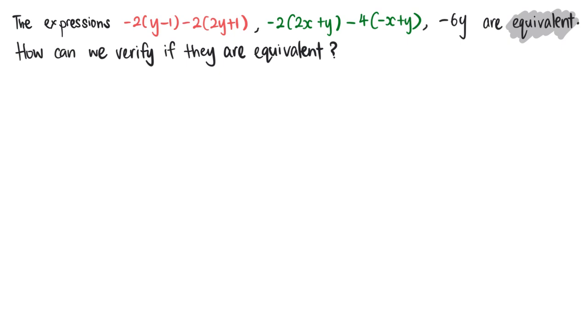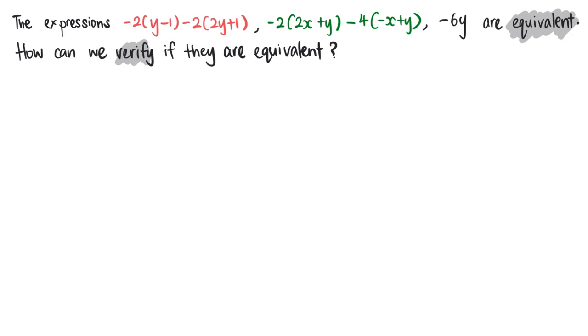That means their value is equivalent to one another, meaning they are equal to one another. But they look so different. How can we verify if they are really equivalent? I remember that we can actually simplify the terms.